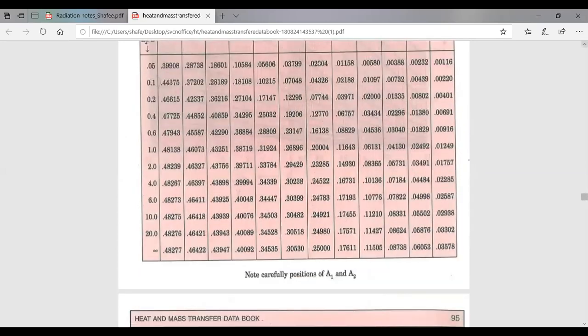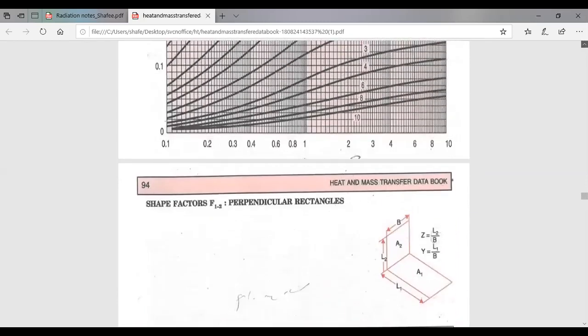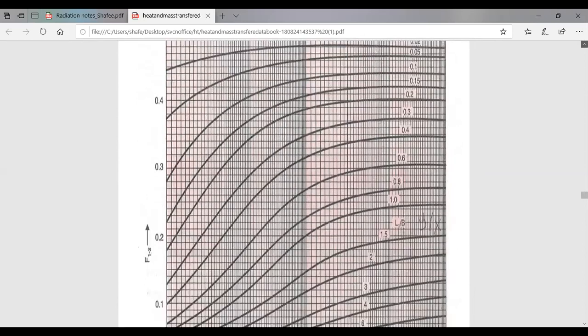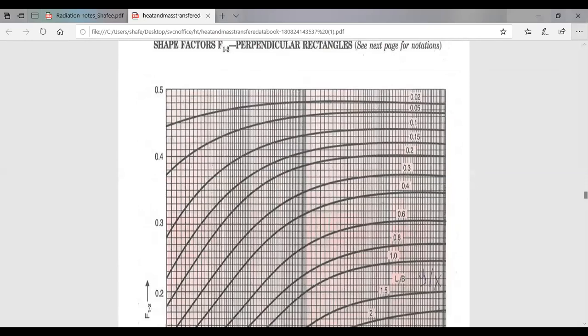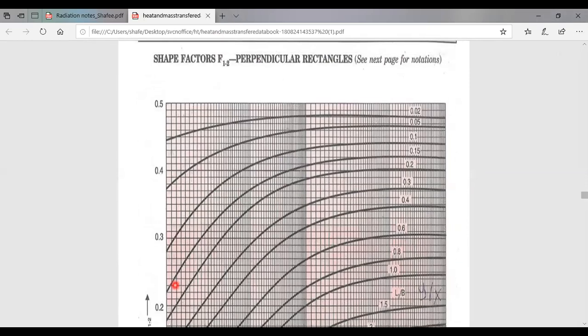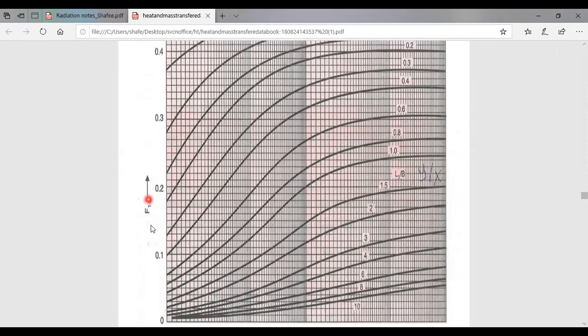If I go for a chart here, it will be like this. These are the perpendicular rectangles. Now, how do we find the shape factor F12? This is how I can find out F12.